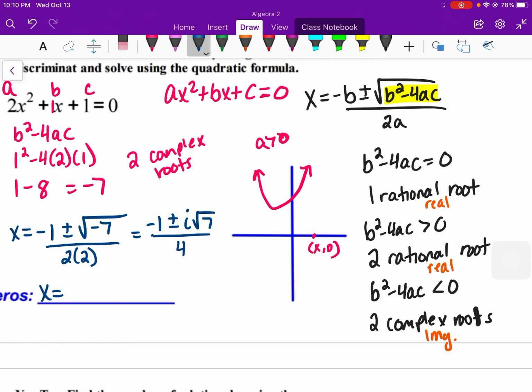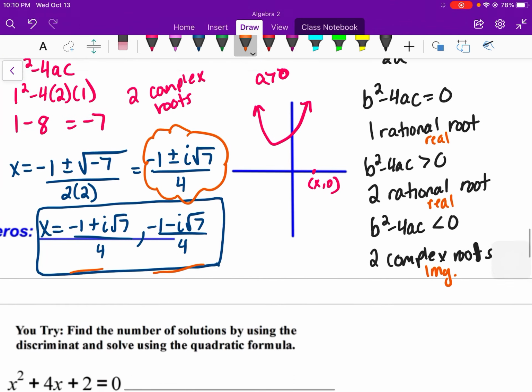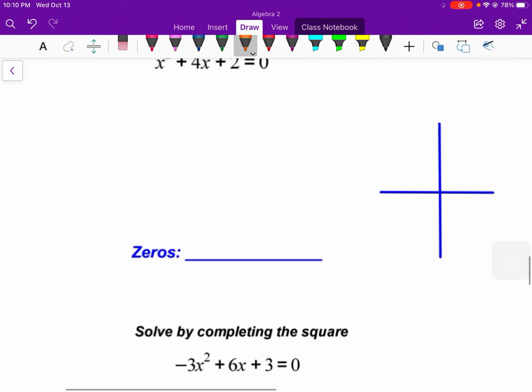So I have two zeros here, negative 1 plus i square root of 7 over 4, and negative 1 minus i square root of 7 over 4. So two complex roots. Leaving it like this is fine too, but I just want to make sure you understand the two roots. Okay, you go ahead and try that one.